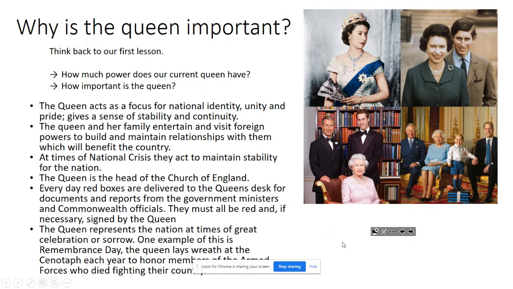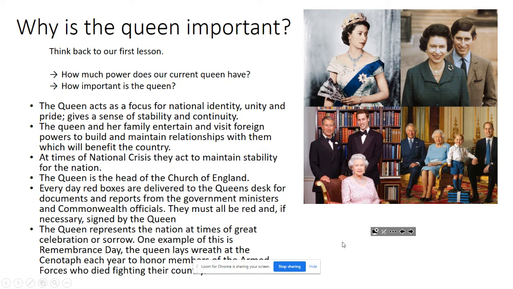So the Queen attaches herself to things that happen in Parliament, but she does not dictate what happens at Parliament. She doesn't have the power to make and break laws. The Queen represents the nation at times of great celebration or sorrow. An example of that is Remembrance Day.